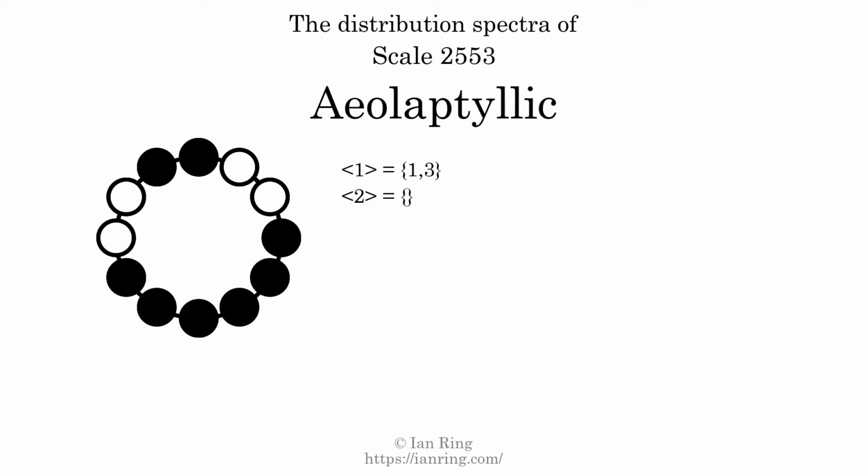The generic interval of two scale steps comes in two different specific interval sizes, 2 semitones and 4 semitones. The spectrum width of this generic interval is 2. The generic interval of 3 scale steps comes in 3 different specific interval sizes, 3 semitones, 5 semitones, and 7 semitones. The spectrum width of this generic interval is 4.